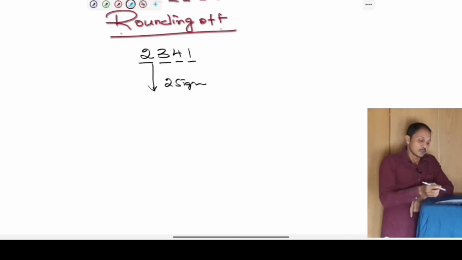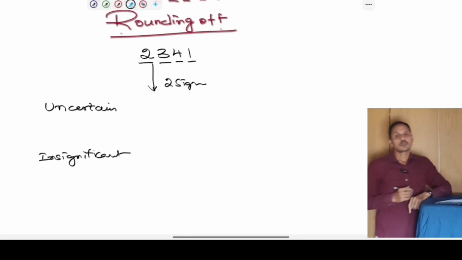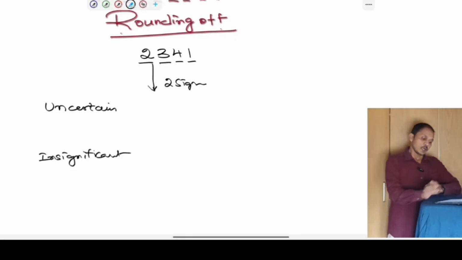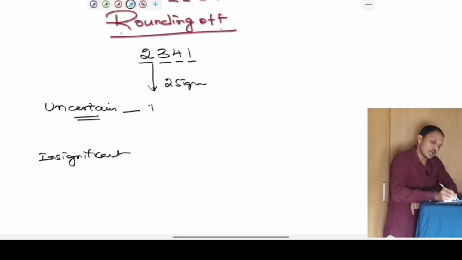Let us see. Here, to do this, we define 2 terms. One is the uncertain digit and another is the insignificant digit. Let us see what is the meaning of these two. Uncertain digit: uncertain means the last one to retain, the last digit to retain.